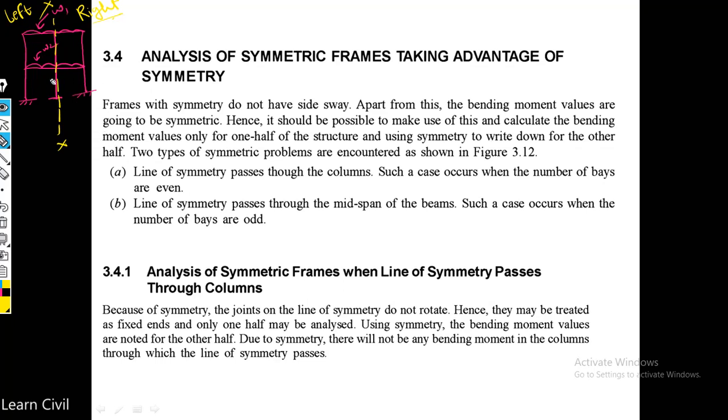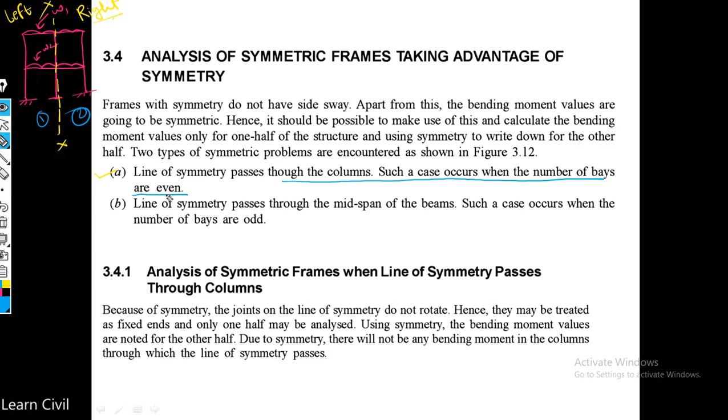Okay, at the same time, the first condition is that the line of symmetry passes through the column. You can see here the line of symmetry passes through the column. In such types of problems, the number of bays is even. You can see here the total number of bays is 1 and 2.